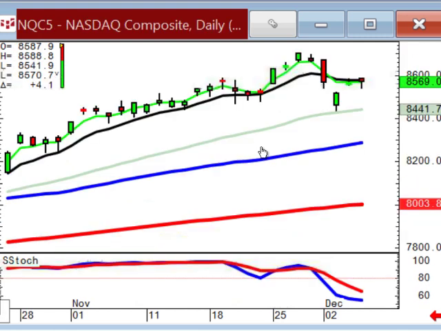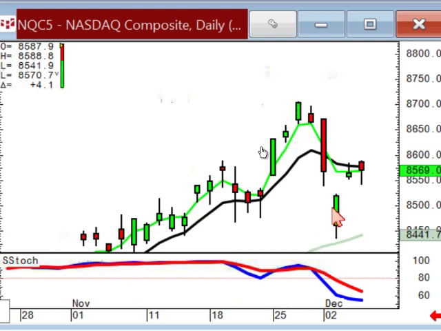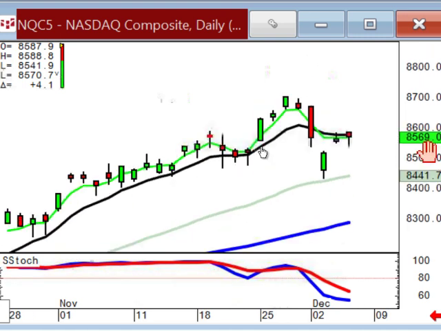Same scenario on the NASDAQ. Can we really tell which way it's going? Well, it's still below the T line. We need more information. If it gaps up, that tells us we're back in an uptrend. If it starts trading lower, it still tells us maybe we're not going down, we're just not going up.